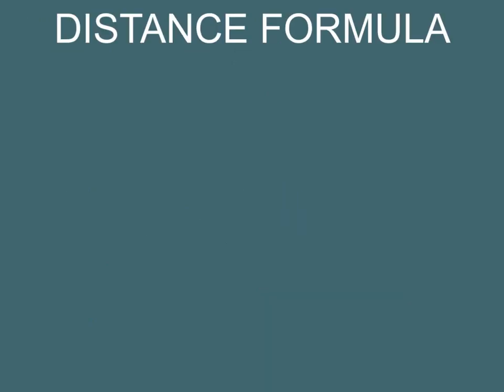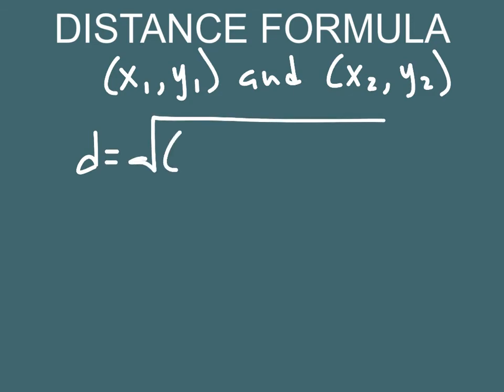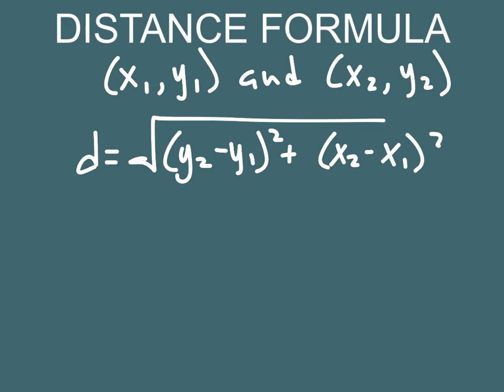The last formula that we have is the distance formula. Given 2 points, (x sub 1, y sub 1) and (x sub 2, y sub 2), the distance formula is given as such. So d is equal to the square root of (y sub 2 minus y sub 1) quantity squared plus (x sub 2 minus x sub 1) quantity squared. And that's our distance formula.